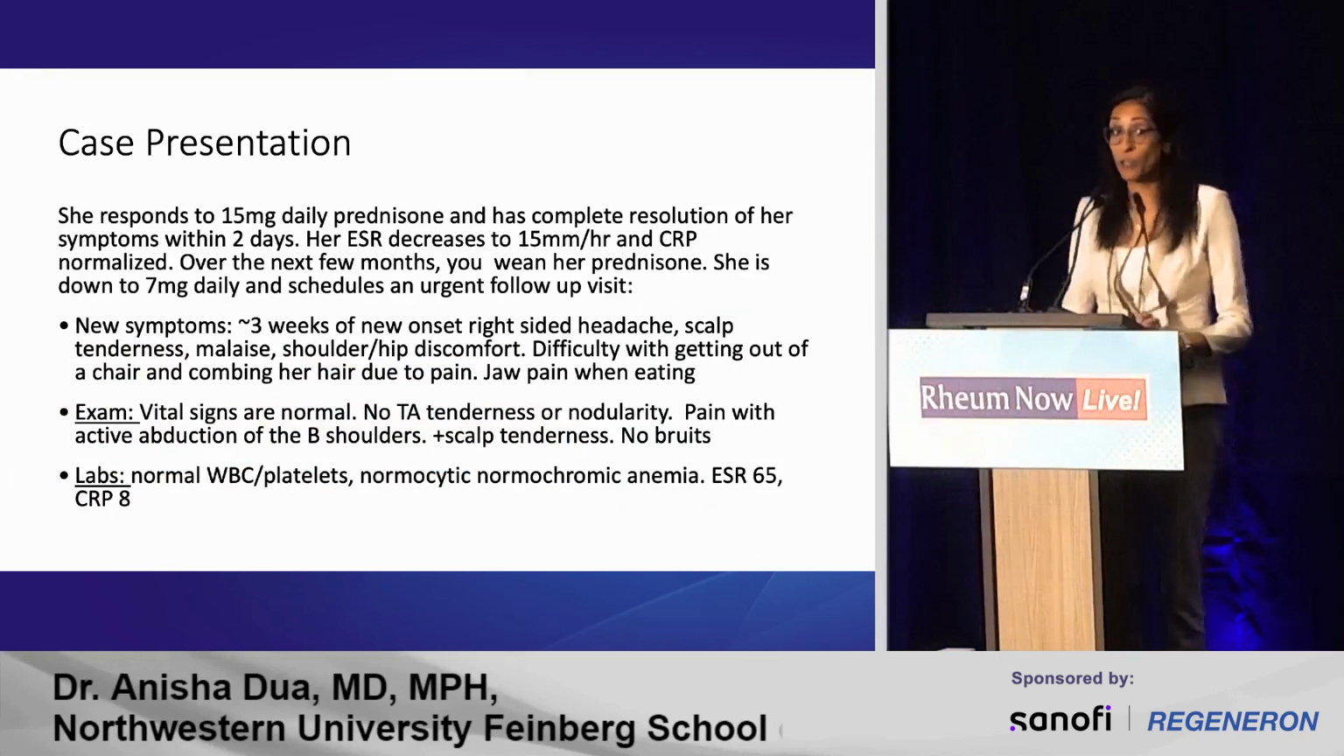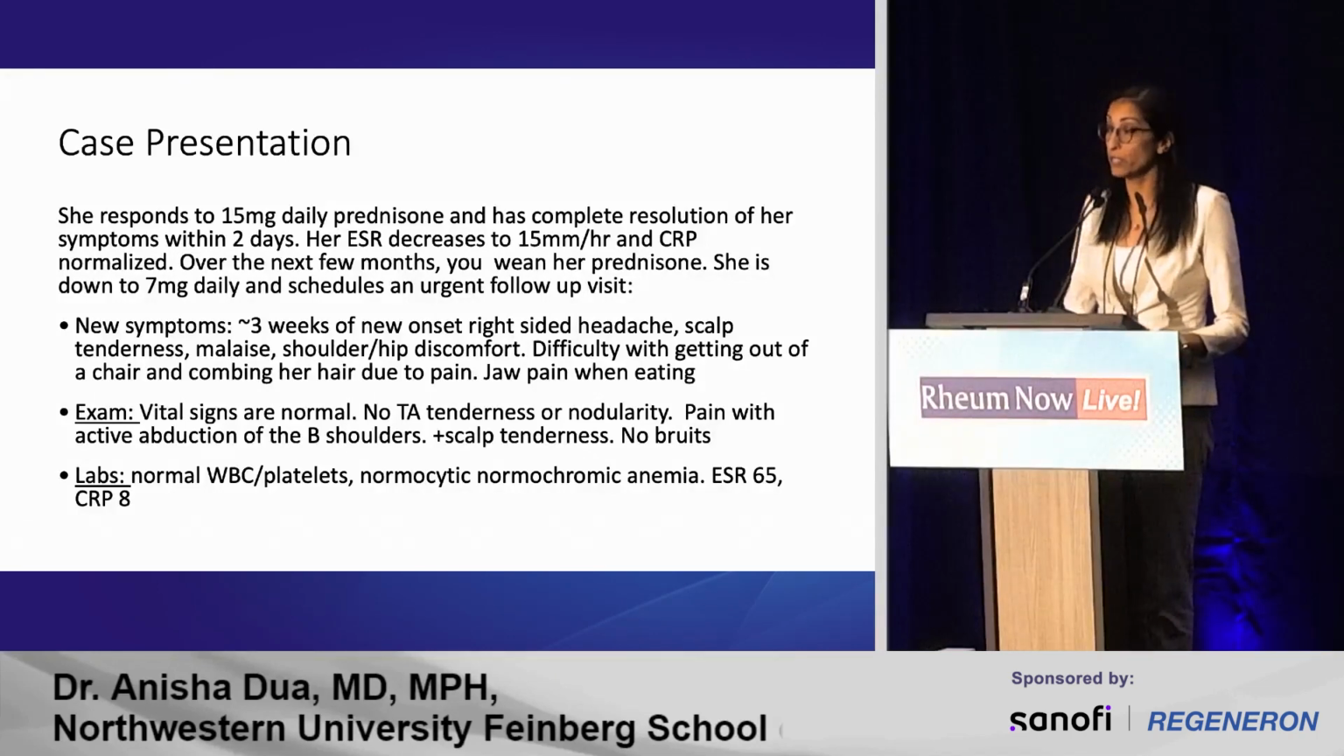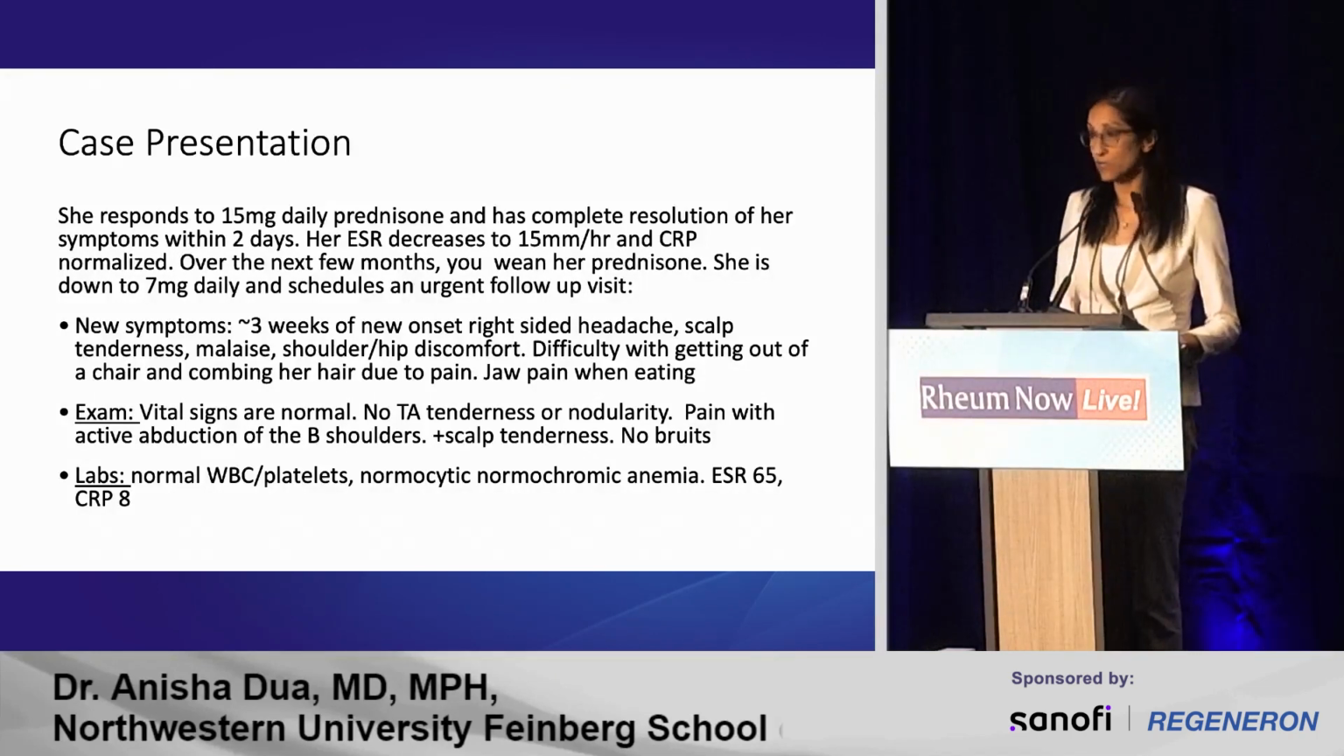All right, so our patient responds to 15 milligrams of daily prednisone. She has complete resolution of her symptoms in 2 days. Her SED rate decreases to 15. Her CRP is normal. Over the next few months, you wean her prednisone. She's down to 7 milligrams daily and schedules an urgent follow-up visit. Now she's got 3 weeks of new onset right-sided headache, scalp tenderness, malaise, shoulder and hip discomfort, difficulty getting out of a chair and combing her hair.